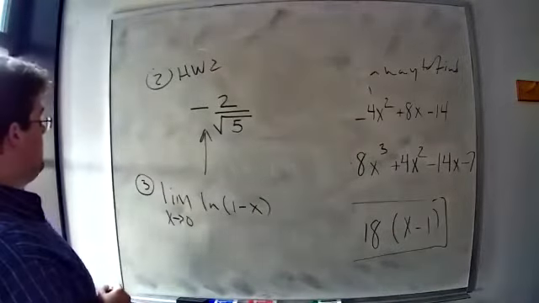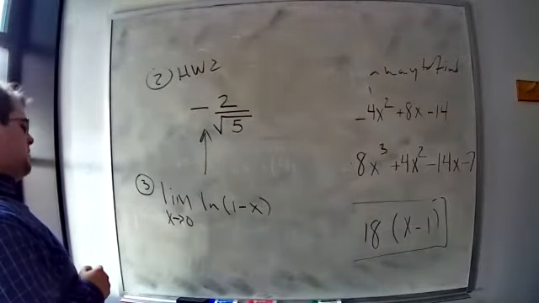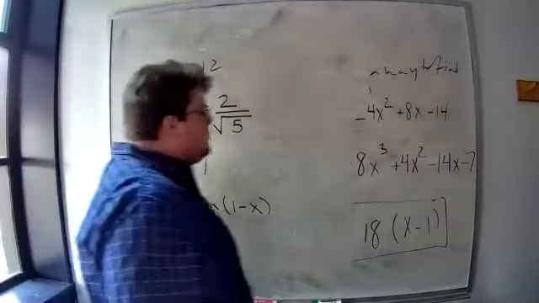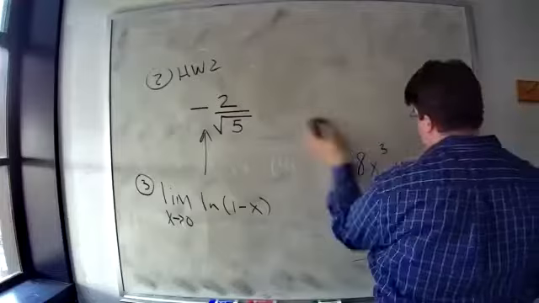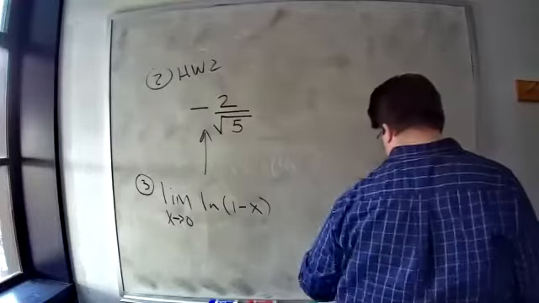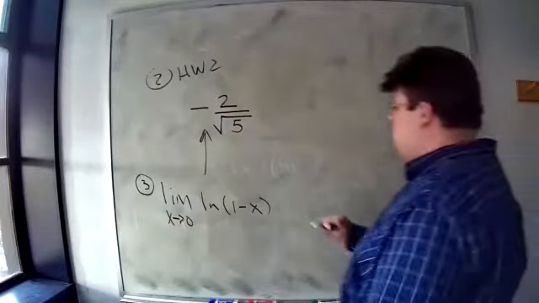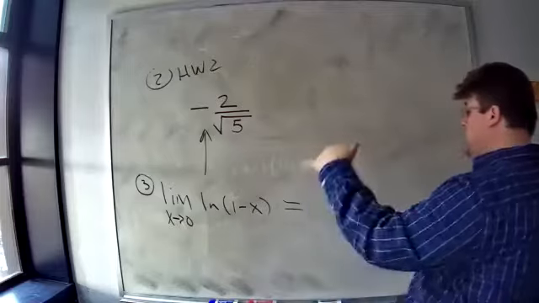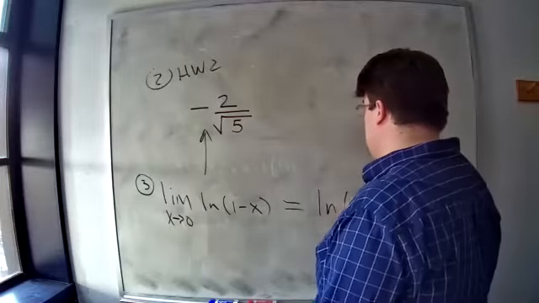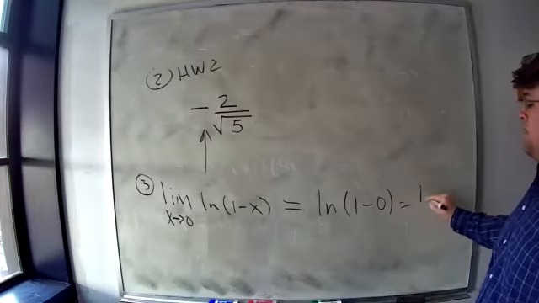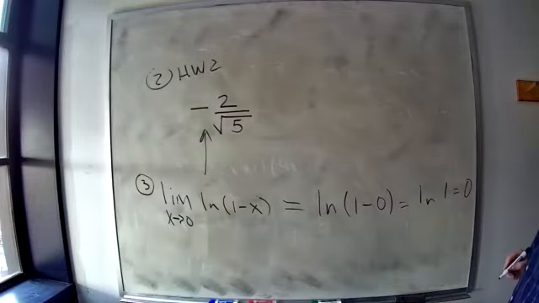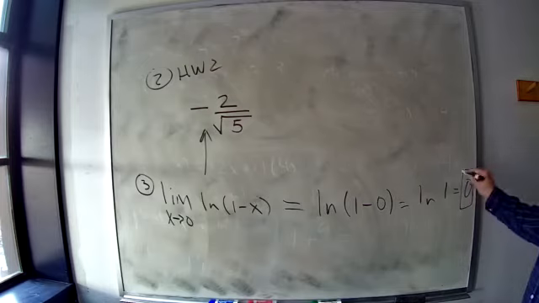Number 3 in homework 2 asked limit as x approaches 0, log of 1 minus x. Well, log is a continuous function on its domain, at least. So here, if you want this limit, you could just put the limit inside the logarithm because it's continuous. Let x go to 0, you get log of 1 minus 0. You get log 1, which is 0 because e to the 0 is 1.